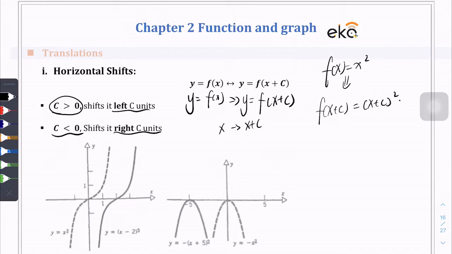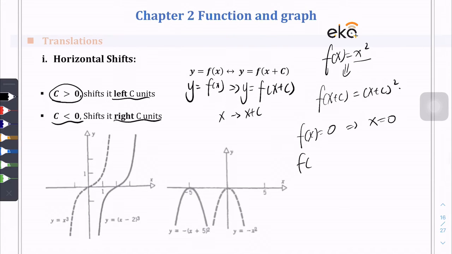For example, before, the point where f(x) equals 0 is when x is 0, right? Now we want f(x plus c) equals 0. We need x equals negative c. Okay.